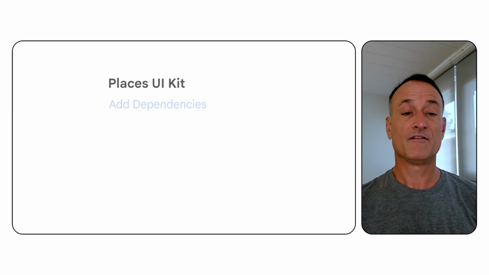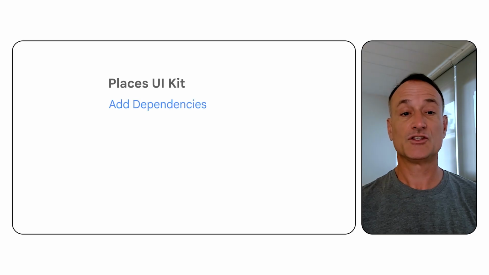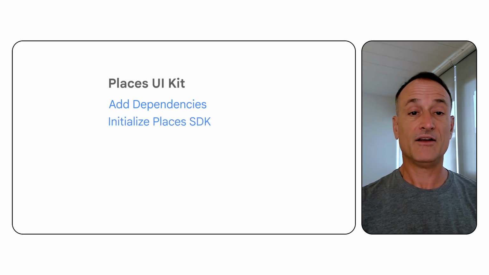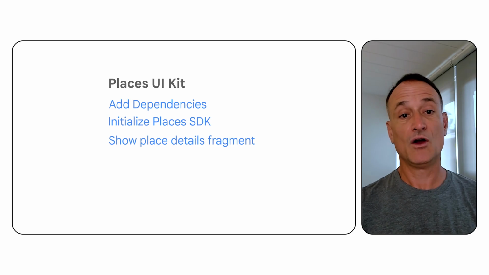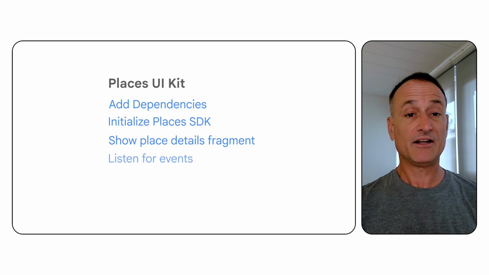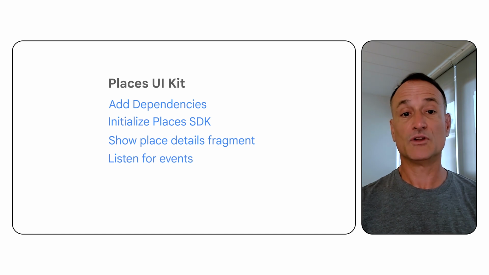Okay, let's see the high-level steps that we'll follow to add Places UI kit components to our Android app. First, we'll add the Places SDK to our build dependencies. Next, we'll add code to initialize the Places SDK with our API key. Then, we'll add a place details fragment or place details compact fragment to our UI. And finally, we'll add an event listener to observe loading events.